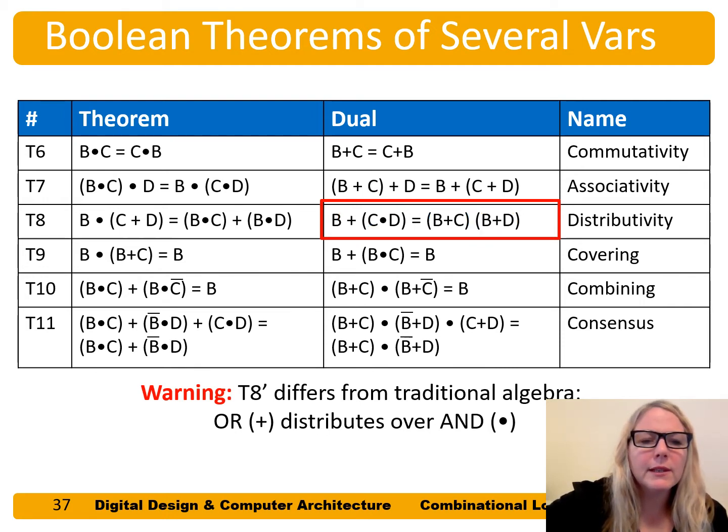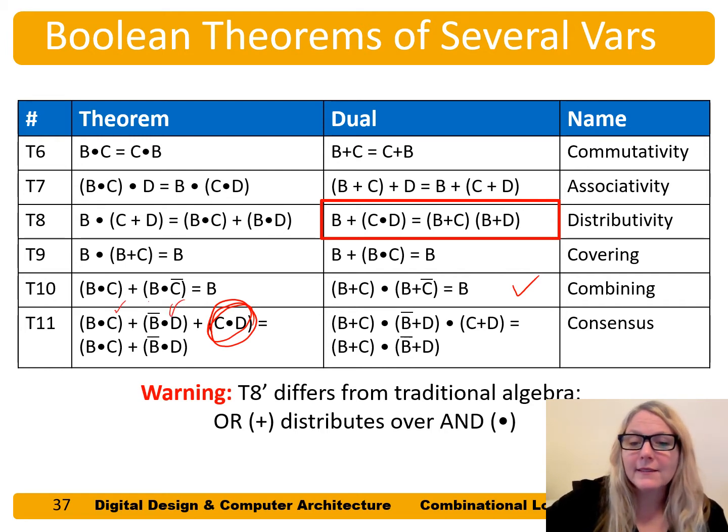Covering: B and (B or C) equals B. So B or (B and C) equals B. They're both forms, the theorem and the dual form of covering. And combining: B and C or B and C bar equals B, and then the dual form of that. And consensus, where we have three terms and this last term is called the consensus term and is unnecessary. It just already agrees with what the other terms indicated is true. And the same thing with our dual form.